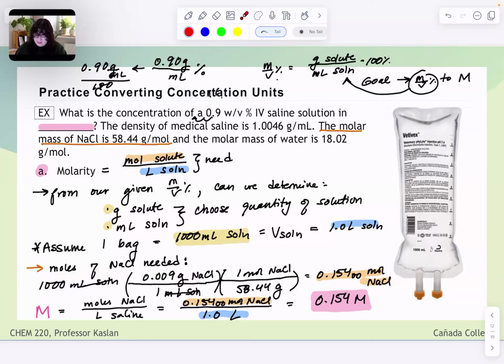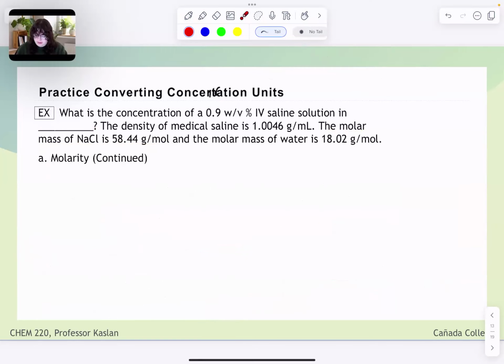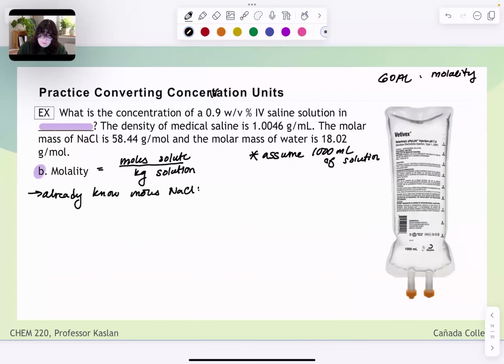We're making the same assumption, right? We're still assuming that we've got one bag, which is 1,000 mLs. So we know already from our prior calculations that in that 1,000 milliliters of solution, there must be 0.154 moles of sodium chloride. So I'm going to recycle that. So we already know that we have 0.154 moles sodium chloride. So we know our numerator.